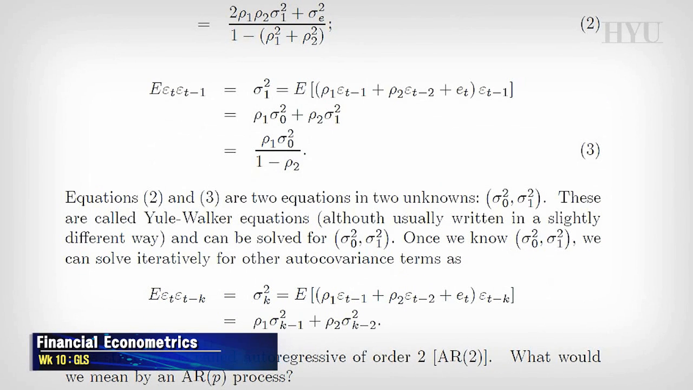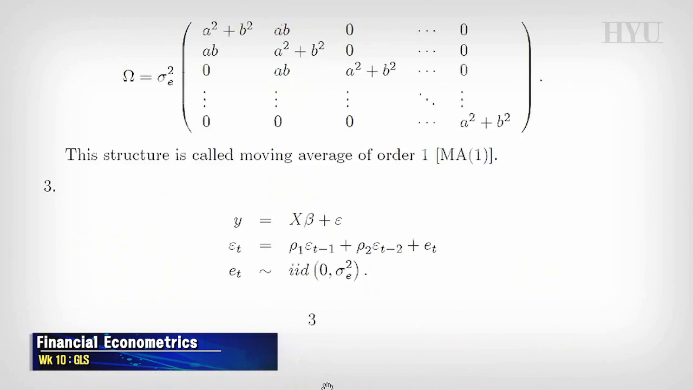Okay. Then what would we mean by an AR(p) process? What's your guess? So this is an AR(2) process, right? An AR(p) process means that we have rho 1 epsilon t minus 1, rho 2 epsilon t minus 2, rho 3 epsilon t minus 3, and we continue until rho p epsilon t minus p. Then we have an AR(p) process.